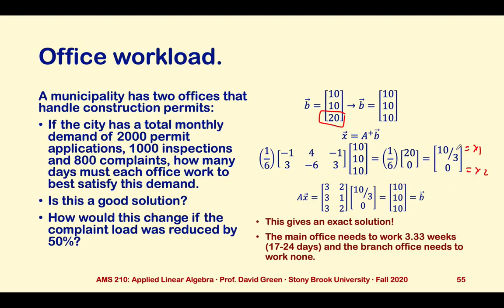If we test this solution in the context of the original problem, 3 times 10/3 is 10, plus 0, 10 plus 0, 10 plus 0, we get back our exact right-hand side. These match, we have an exact solution. Remember, the pseudo-inverse will give us an exact solution when there is one. So this is not an approximate solution, there is no error, and it's a very clean solution with a reasonable number of days.